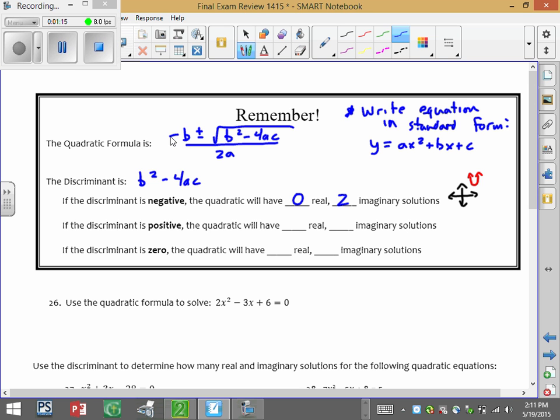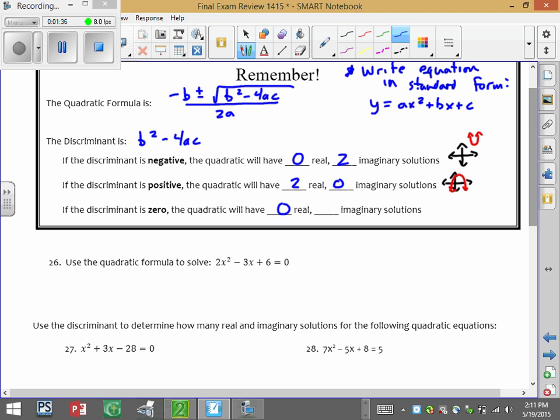If the discriminant is positive, you have 2 real and 0 imaginary solutions. So an example there, we don't know which direction it opens, but you would know that the parabola touches the x-axis twice. Whether it opens up or down, we aren't sure based on the discriminant, but what we do know is that it touches the x-axis twice. And then finally, if the discriminant equals 0, there is 1 real and no imaginary solution. So again, what that looks like is that it touches once.